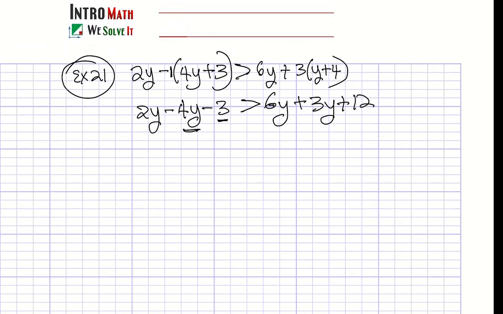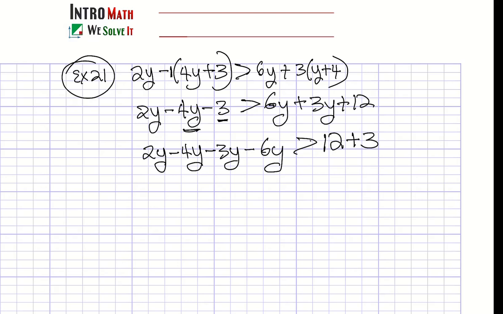Okay, so now you move things around. Okay, 2y, negative 4y, negative 3y. Oh, I'm sorry, I missed one. Negative 6y. You see that? Greater than 12. Bring 3 over, plus 3. You see that, right? Okay. So we got a bunch of y's on the left. So you combine them. So let me make sure we did it right. I think we did everything right.